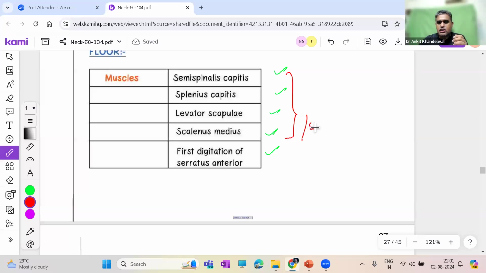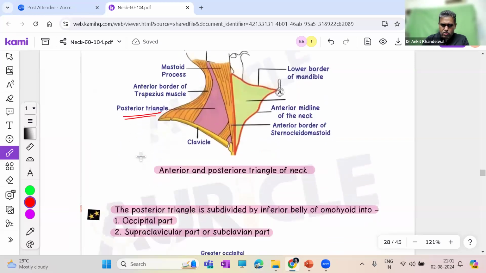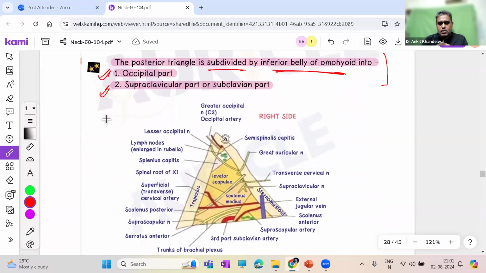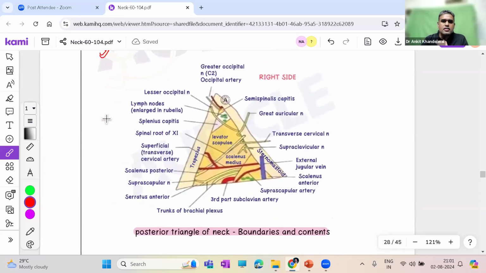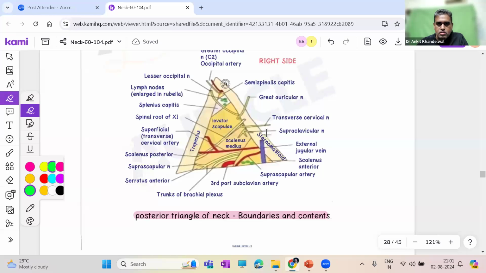You can even see a bit of scalenus anterior as well. Here is the posterior triangle of the neck that we are seeing. I guess we have already covered this. The inferior belly of omohyoid divides the posterior triangle into the big occipital triangle and the not so big supraclavicular or subclavian triangle. Let me highlight sternocleidomastoid and trapezius so that you start to recognize them.